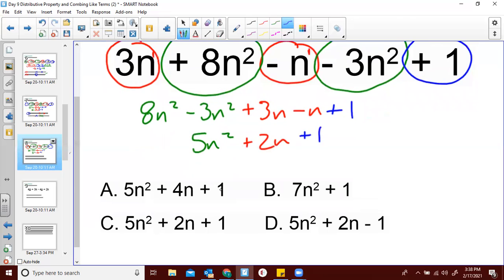Let's see. If you looked at this and tried to figure this out before I did it, if you got B, that's because you added 3n, 8n squared minus n minus 3n squared. Right? You put all of your n's together, even though in these, the squared are a different team. All right. 5n. We know A is out because we need a positive 2n.